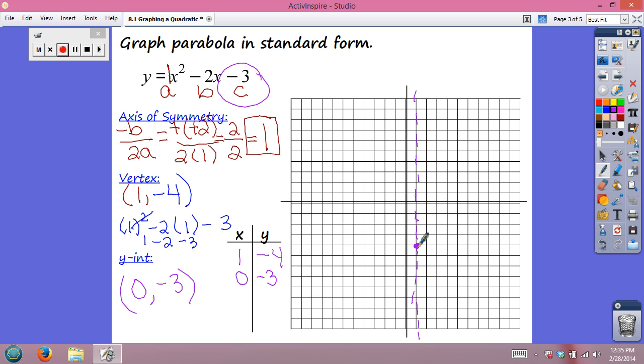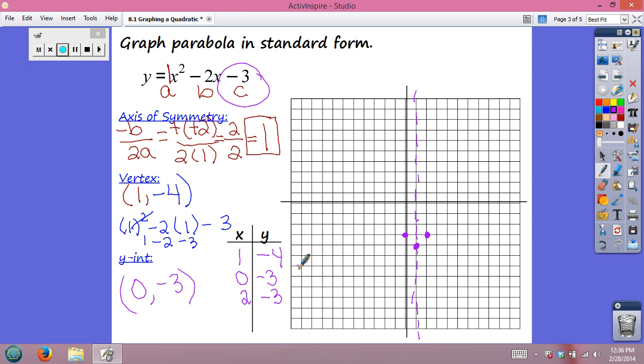Okay, and our vertex is at 1, negative 4. So go ahead and plot that point. Our next point is our y-intercept, and that is at 0, negative 3. That will be right here. Now, if you'll remember, the axis of symmetry acts like a mirror on the parabola. So since we know this is our base point, our vertex, and our next point is 1 over from the axis of symmetry on the left side, we also need one on the right side, mirroring that point. So now we have a point at 2, negative 3.